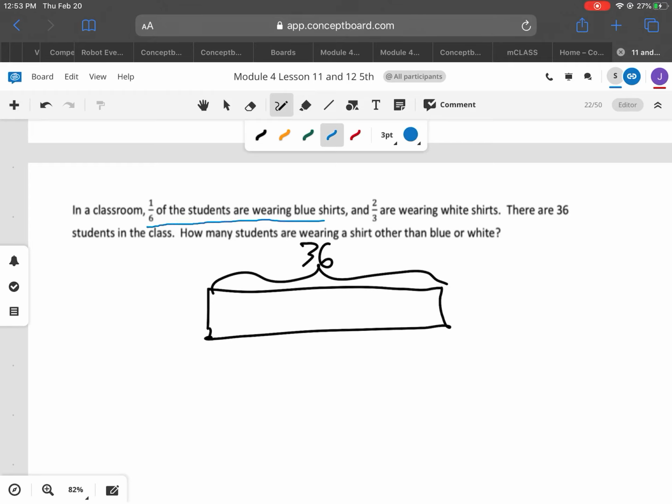Alright, so first I'm going to do my blue. My blue has 6 shirts, so I'm going to cut this into 6s. And this represents my blue.